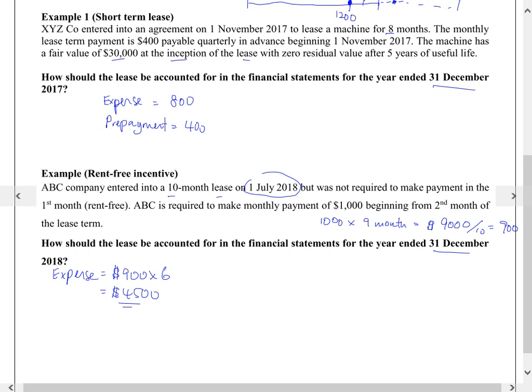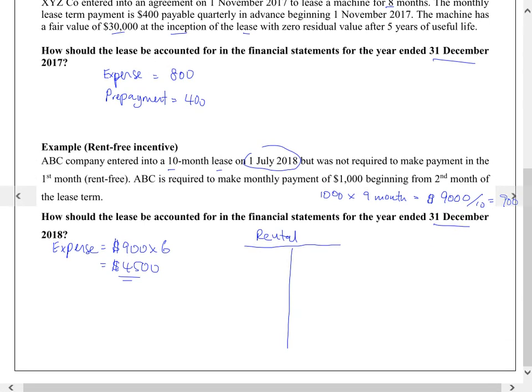Remember the accruals concept? Accruals concept is what we incurred, not how much we pay, right? So on average here, my rental is actually 900 per month. 9,000 is how much I pay. So 900 times 6 months, July, August, September, October, November, December, 6 months. So this is the amount I should recognize as expense. Okay, but how much is my accrual and prepayment? Here, for example, this is my lease rental.